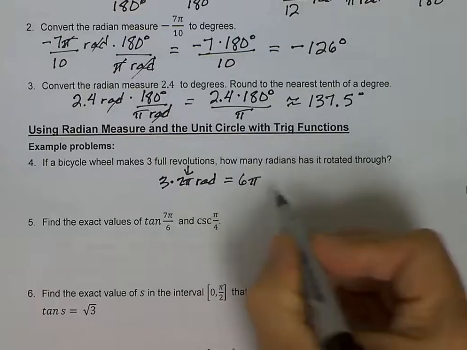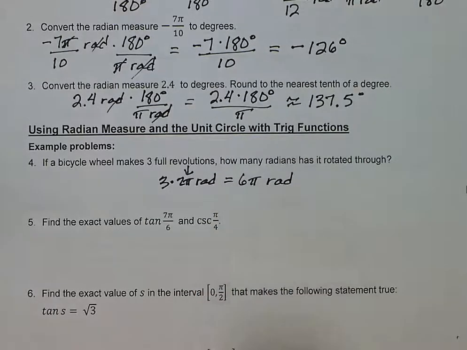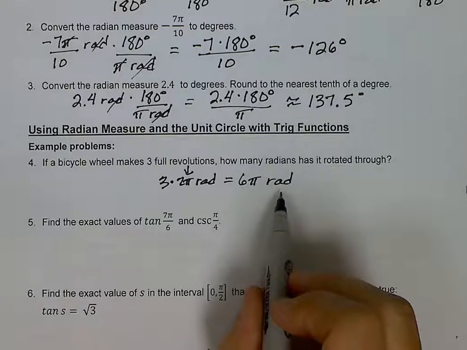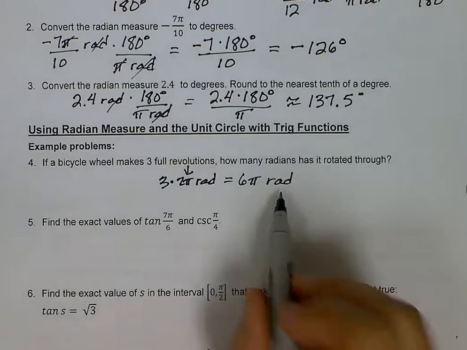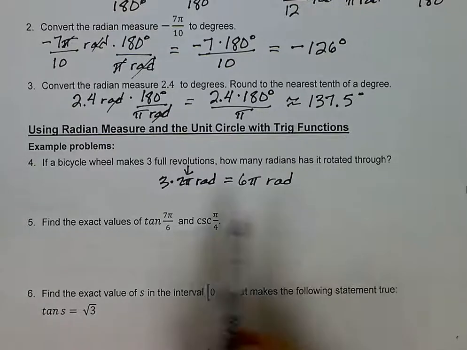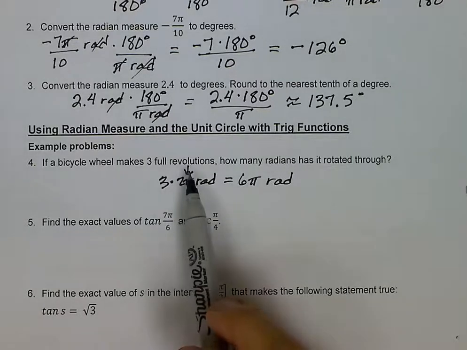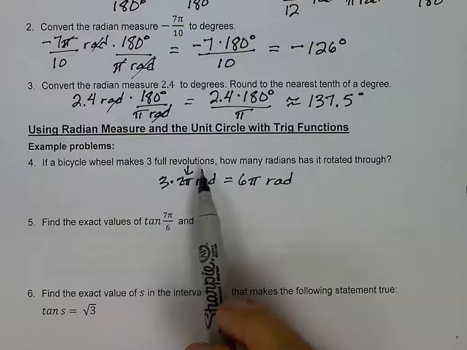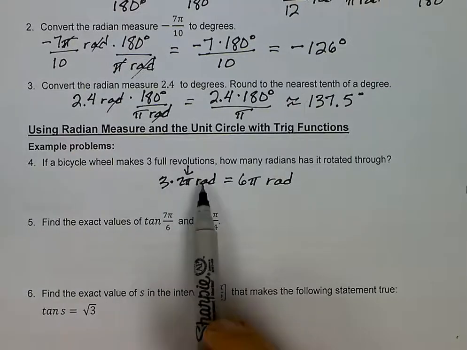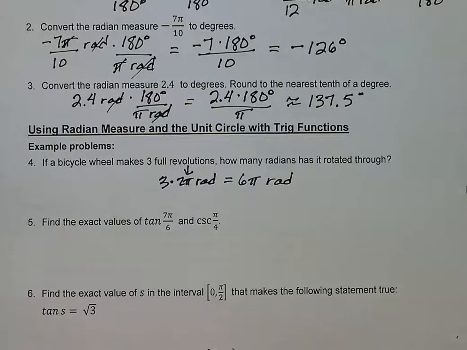That's going to give us 6 pi radians. This is the angle that it has rotated through in those 3 full revolutions. And a lot of the application problems talk about something having a certain number of revolutions or rotations. This is something that you really need to remember.